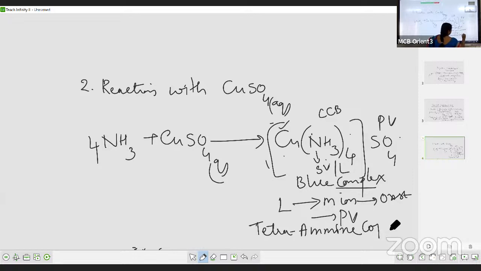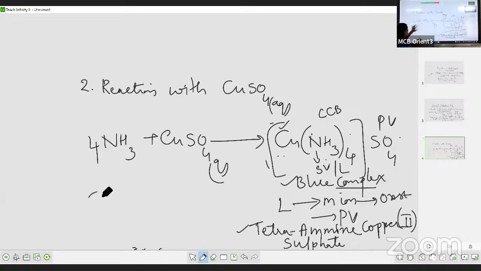Copper. Here, the oxidation state of copper is 2. So the oxidation state we must represent in Roman numerals. Then sulfate. So this is the IUPAC name of the complex. Why am I asking you to write the IUPAC name? Because you will get an important question on naming of complexes. If you write repeatedly, you will get acquainted with this. So this is the complex. You can simply write blue complex, or you can write the name also.